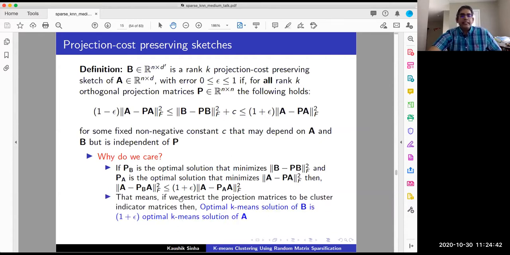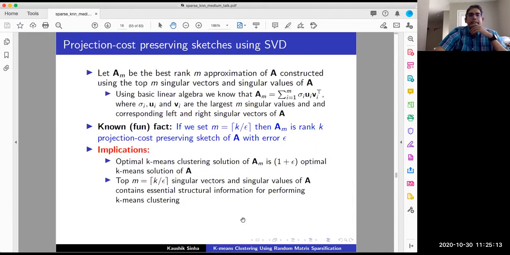What that means is that with this new formulation of the k-means clustering objective function, if we restrict the projection matrix to be cluster indicator matrices, then the optimal k-means clustering solution of the data matrix B is in fact a 1 plus epsilon optimal k-means solution of A. So with this new notation, we can relate the optimal solution of one clustering matrix B to that of another clustering matrix A, and we will use that information in our analysis. Okay, so now let's give a fun fact.